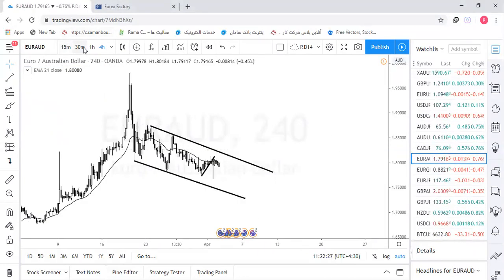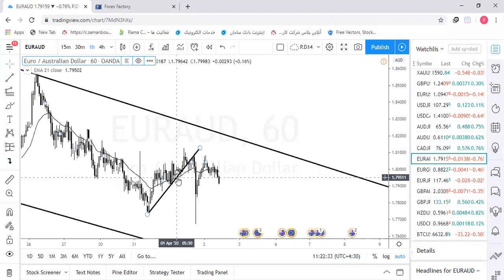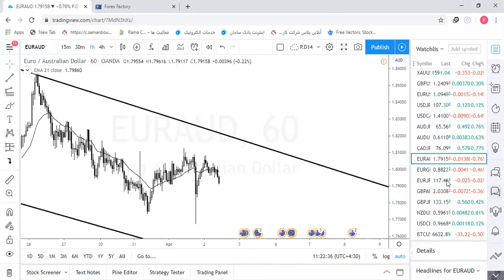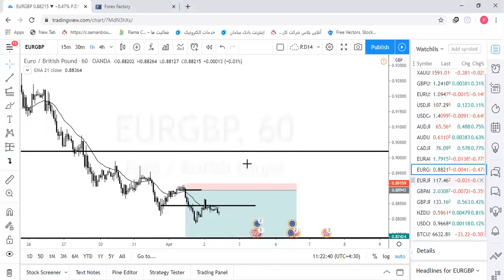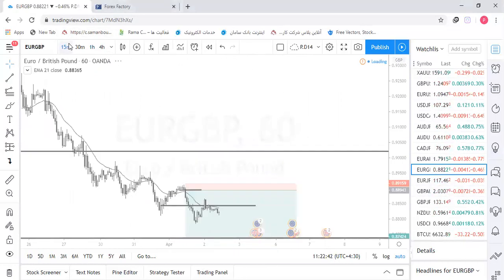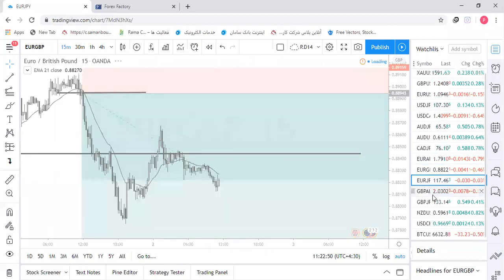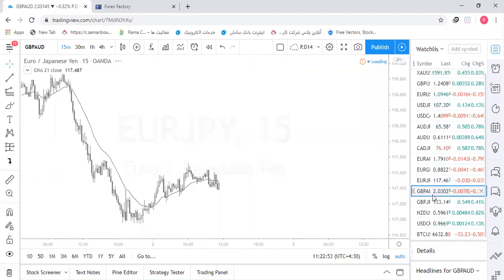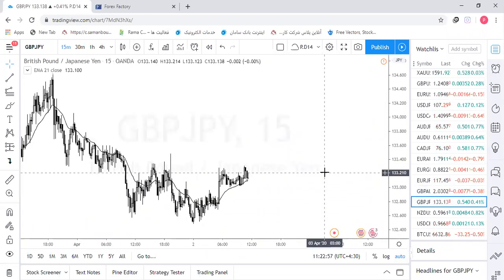EURUSD price is coming down. It is not in our favor, so price doesn't look very good. Leave it. EURGBP is still in. For re-entries, if price rejects this area, you can take it again, but I don't think so. EJ, leave it. GA, leave it. GJ looks very bearish. GBPJPY.